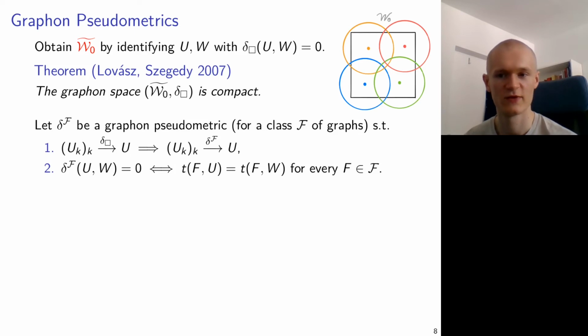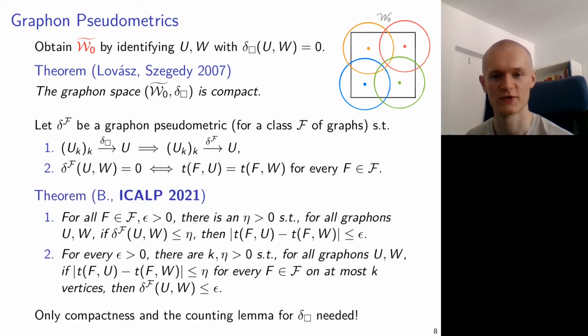Now let's assume that we have some pseudometric for a class F of graphs in the following sense. First of all, it's a relaxation of the cut distance. If a sequence converges in the cut distance, it also converges in our pseudometric. And second, the graphons of cut distance 0 are precisely those that have the same homomorphism densities from graphs in F. And these conditions suffice to prove both a counting lemma and an inverse counting lemma.